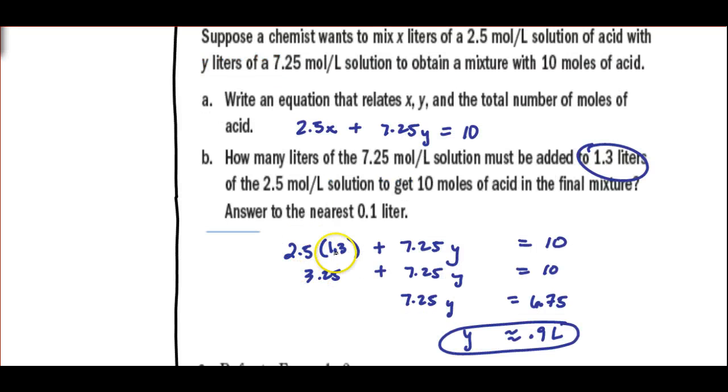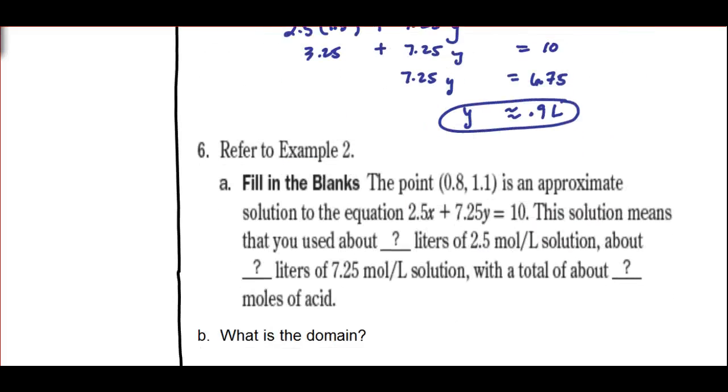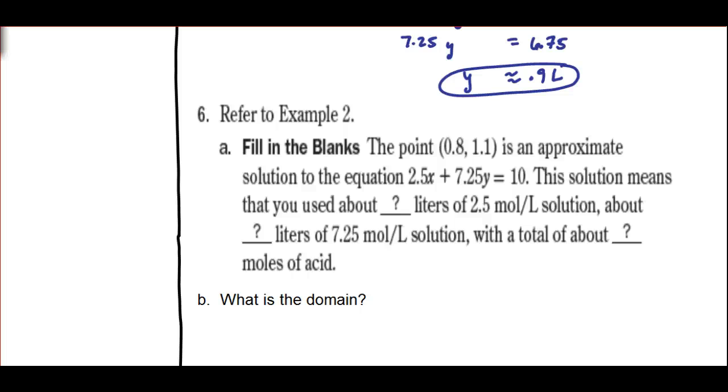So you can see here that I multiplied together to get 3.25. I added the opposite of that to both sides to get the 6.75, and then divided by 7.25 on both sides to get the 0.9. I remembered to round to the tenth. I had 0.93. The 3 tells me not to round up, so I left it simply as 0.9. And then I labeled with an L for liters. We need this information to answer question number 6 in the homework.